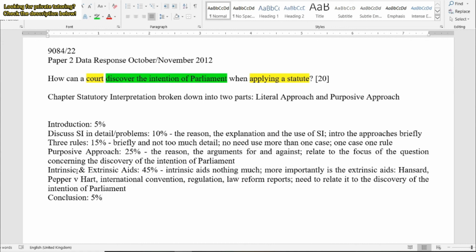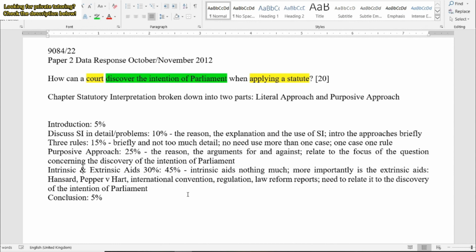If I break this down, extrinsic aids should be more, 30%, and then intrinsic aids should be 15%, right? So 30, 40, yeah. Meaning more attention should be given to extrinsic aids than intrinsic aids.